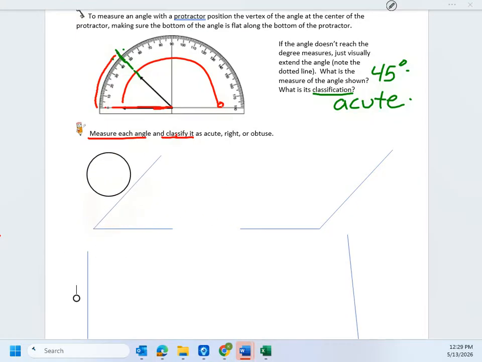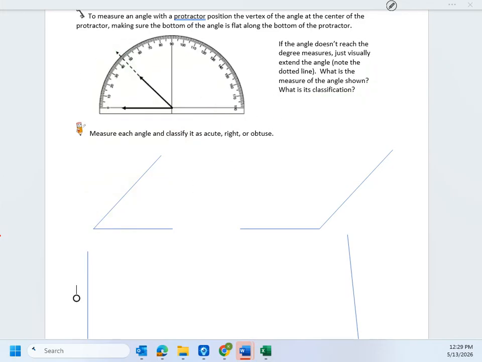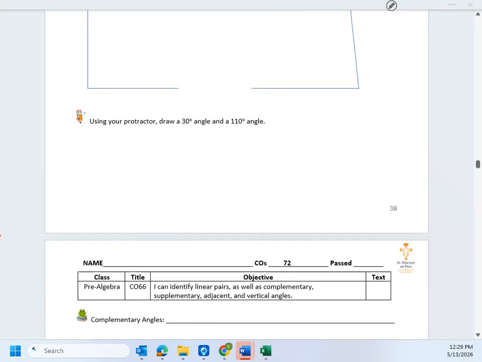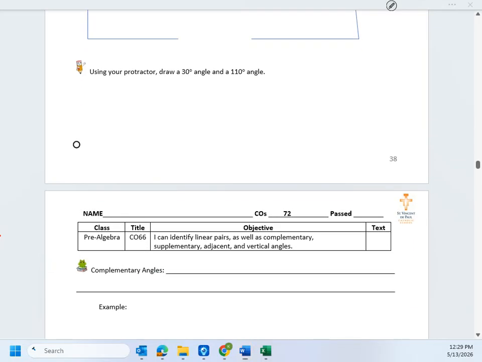Okay, let me scroll up. We have some other angles to measure. But then on the bottom it says, use your protractor and draw 2 different sets of angles. Let me show you how we do that. I know you can measure those other angles by yourself.